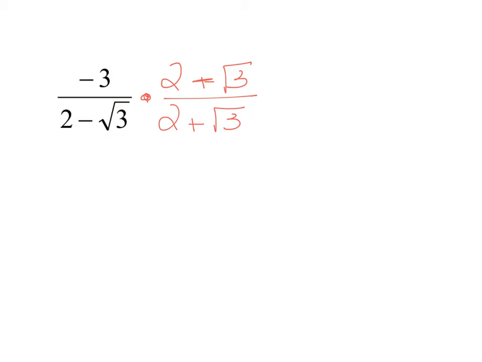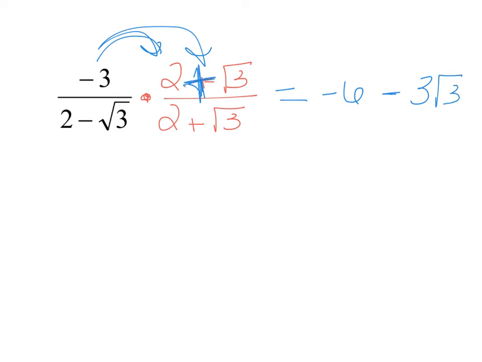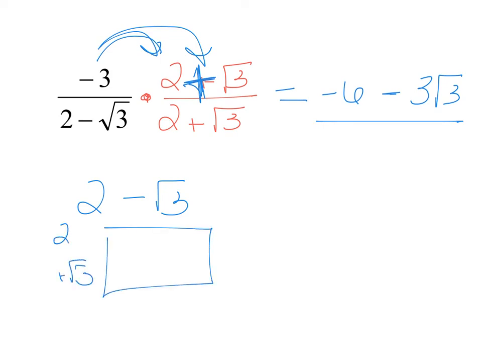So what I'm going to do is distribute negative 3 into the top. If I distribute it here, I get negative 6, and then I get negative 3 square root of 3, because remember, this is positive. Alright, for the bottom, I'm going to have to use the box method, and 2 plus the square root of 3. Okay. 2 times 2 is 4. Then I have negative 2 radical 3. And then I have positive 2 square root of 3. And I have the negative square root of 9.